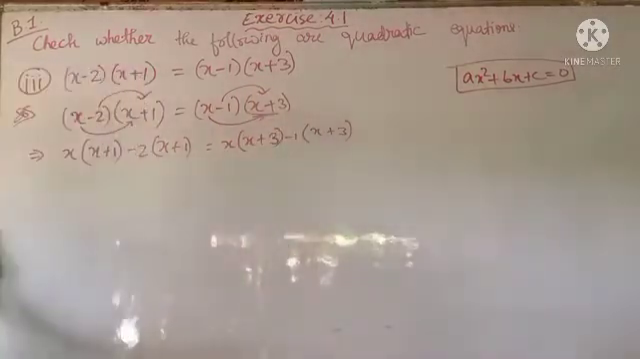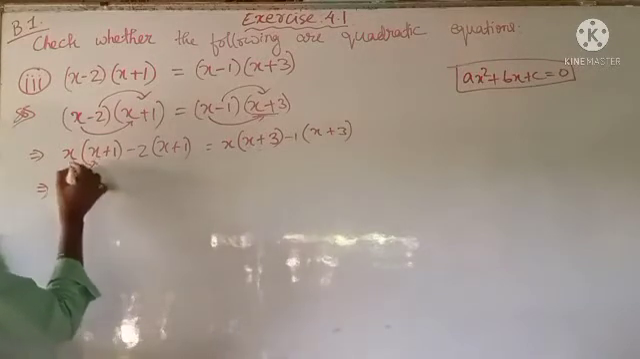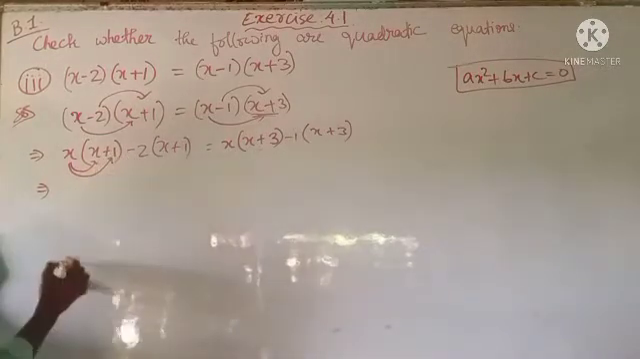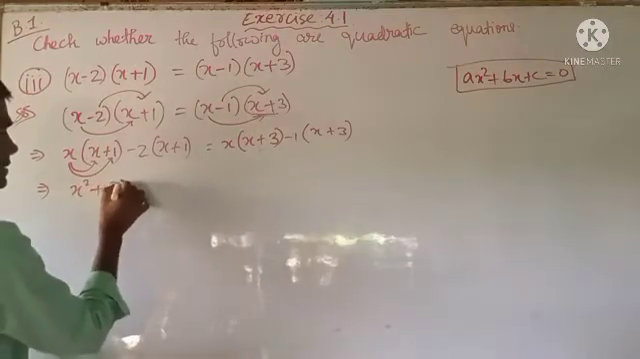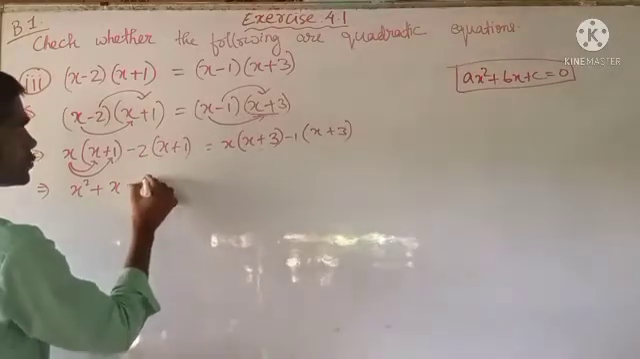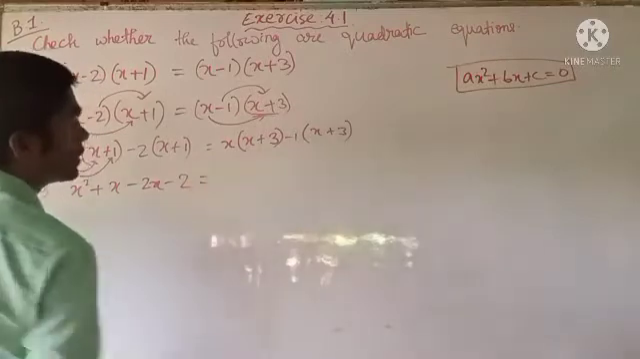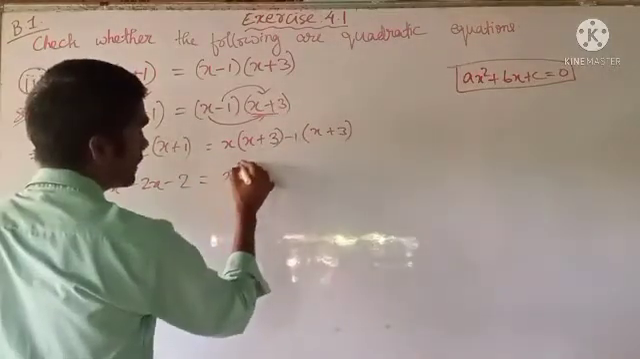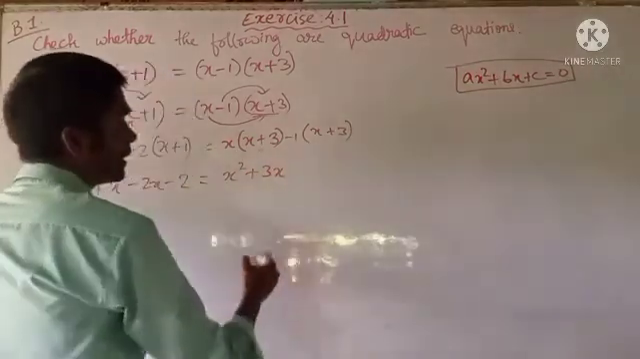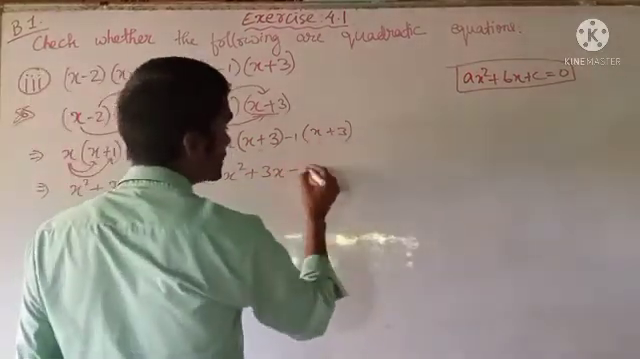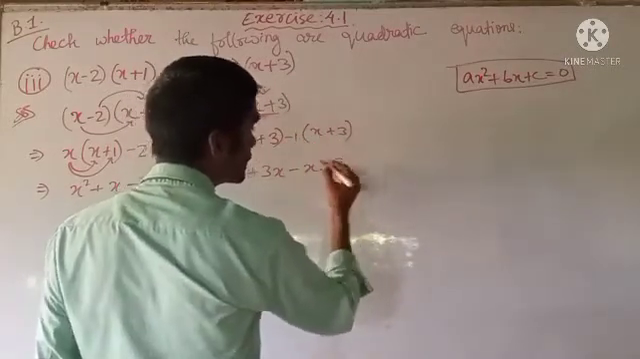Now we will remove this bracket. x into x will give x square, x into 1 will give x, minus 2 into x will give minus 2x, minus 2 into plus 1 will give minus 2, equal to x into x will give x square, x into 3 will give plus 3x. In the same way minus 1 into x will give minus x, minus into plus will give minus, 1 into 3 will give 3.